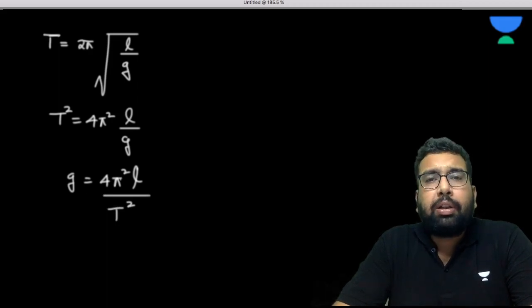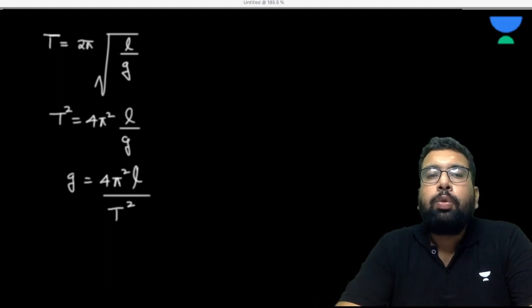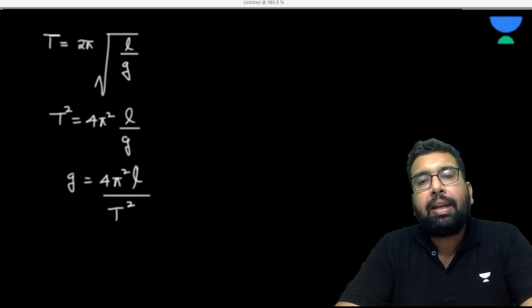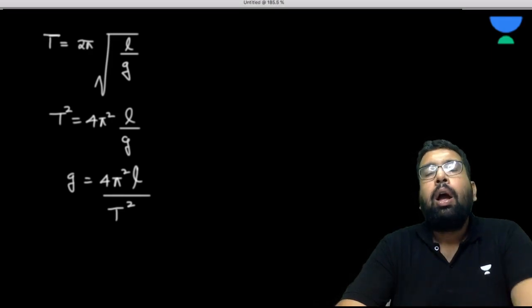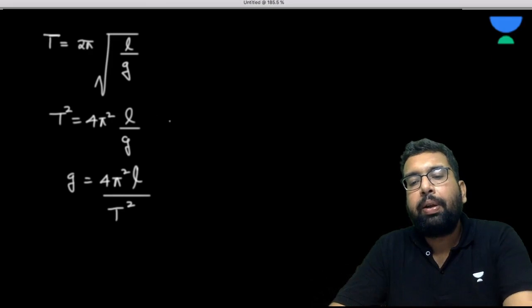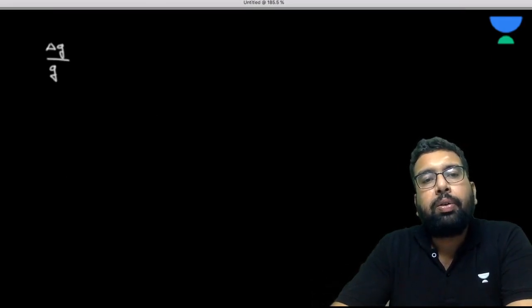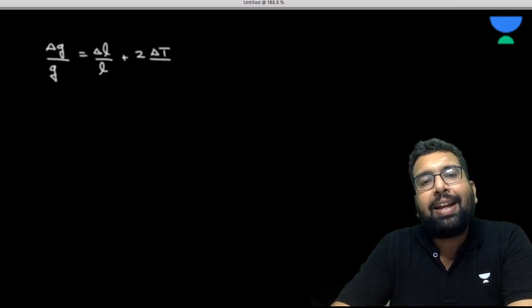Now there is no error in this 4 pi square, so we can simply ignore it, and we can do it by this L and T square. If I use the principle of errors, we can write delta g by g equals delta L by L plus 2 times delta T by T.